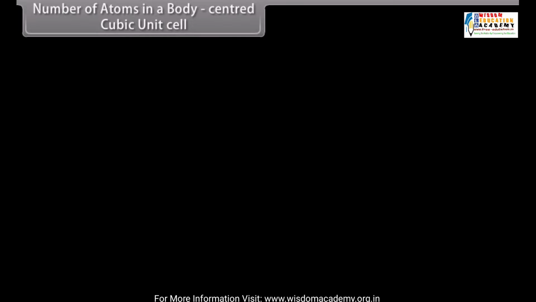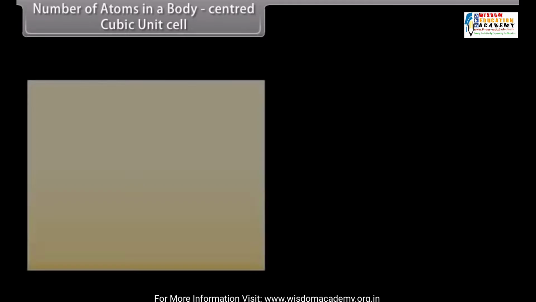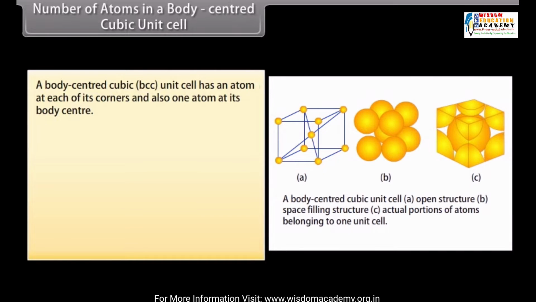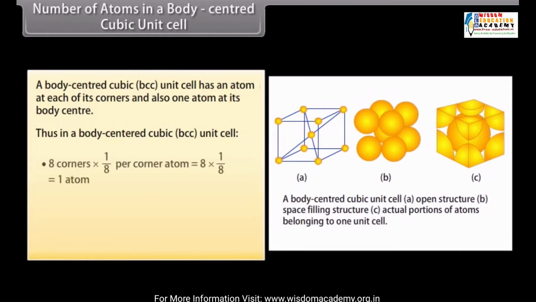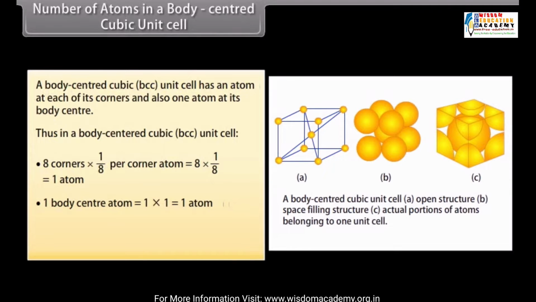Number of atoms in a body-centered cubic unit cell. A body-centered cubic BCC unit cell has an atom at each of its corners and also 1 atom at its body center. Thus, in a BCC unit cell, 8 corners into 1 upon 8 per corner atom is equal to 8 into 1 upon 8, which is equal to 1 atom. 1 body center atom is equal to 1 into 1 equals 1 atom. Therefore, the total number of atoms per unit cell is equal to 2 atoms.